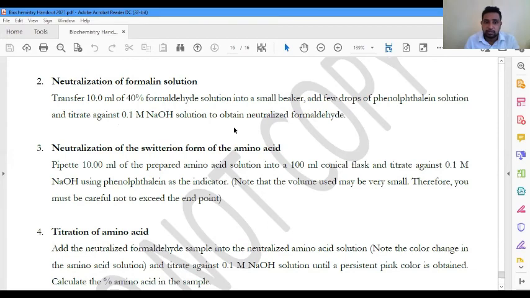If formic acid is present in the formaldehyde solution, that will affect our final calculation and reading, because at the end we will do an acid base titration. We will use 0.1 M sodium hydroxide as the base and the amino acid derivative as the acid. If formalin contains formic acid, that will directly affect the final reading, so we have to avoid that. Therefore, first of all we need to neutralize the formaldehyde solution that we're going to use. That's the first titration we do in this Sorenson's Formol titration method to determine amino acid percentage in a given sample.